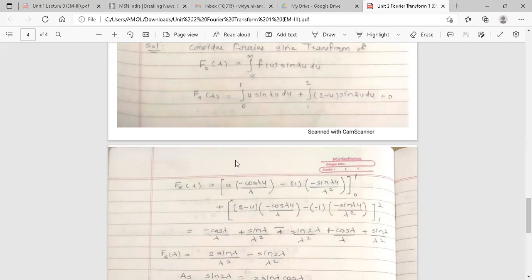So first term, u as it is, times the integration of sin(lambda u), which is minus cos(lambda u) upon lambda, because the variable is u here and lambda is constant. Minus, now the derivative of u with respect to u is 1, so in the bracket 1, times the integration of minus cos(lambda u) upon lambda, which is minus sin(lambda u) upon lambda, and since lambda is already there, lambda into lambda is lambda squared. And the limits are 0 to 1 here. Plus the second integration is from 1 to 2.